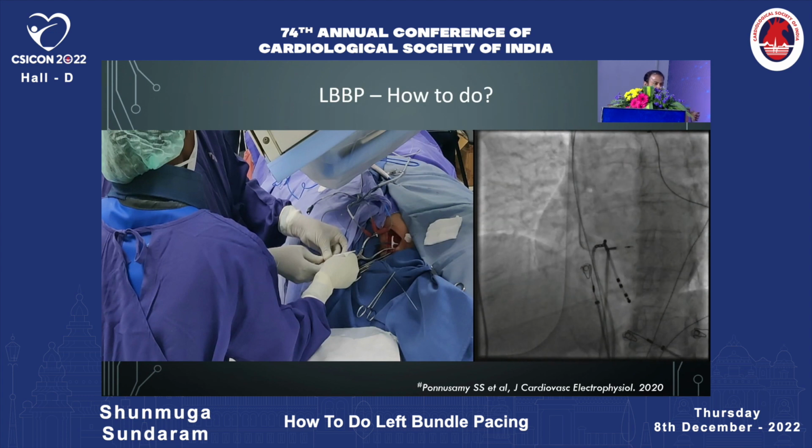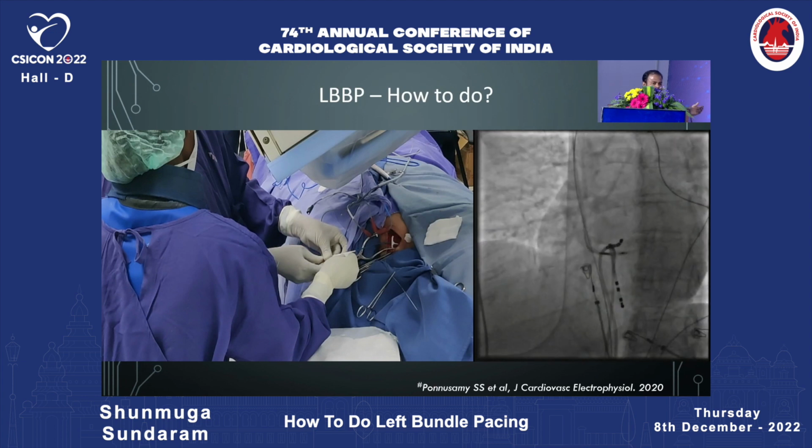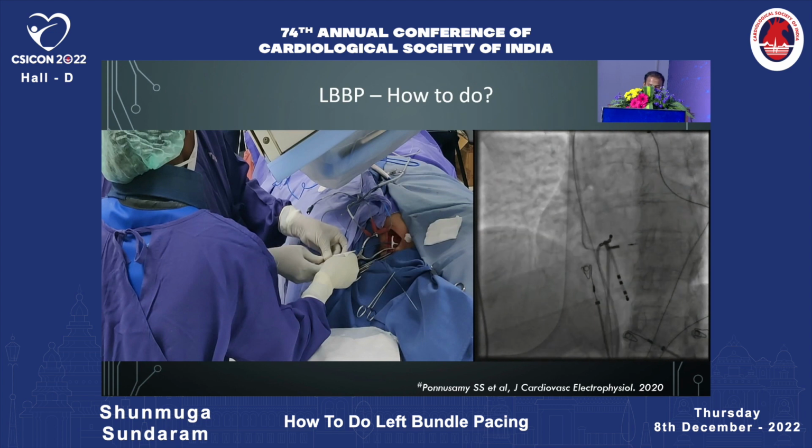For example, if the septal thickness is 11 millimeter, you have to drive 10.5 millimeter of lead inside the septum, because you know that left bundle fibers are in the LV subendocardium. So drive it so that the anode reaches the septum.